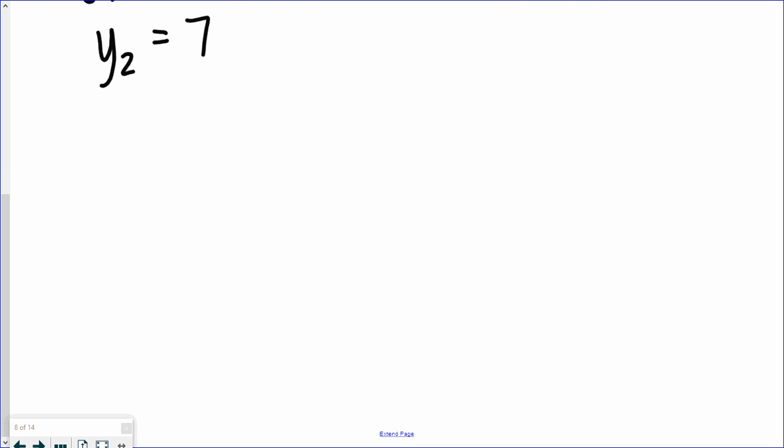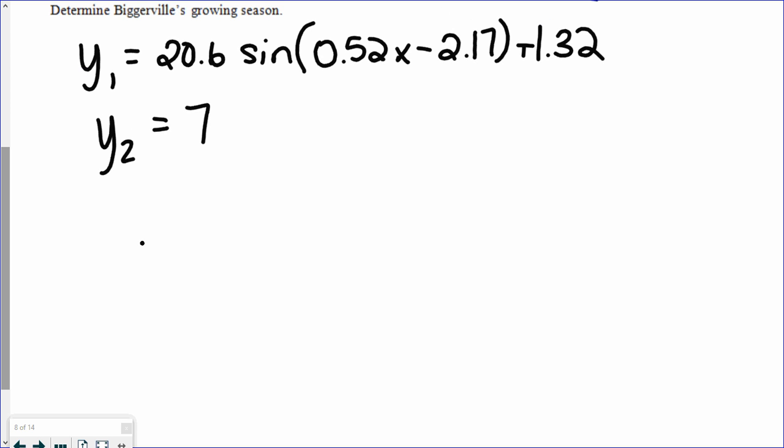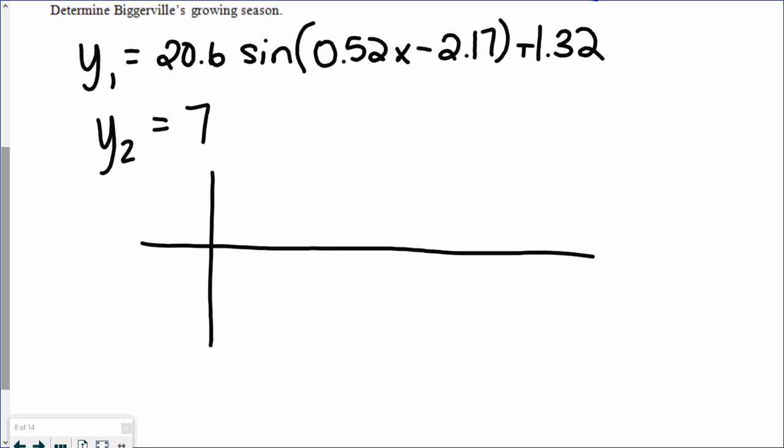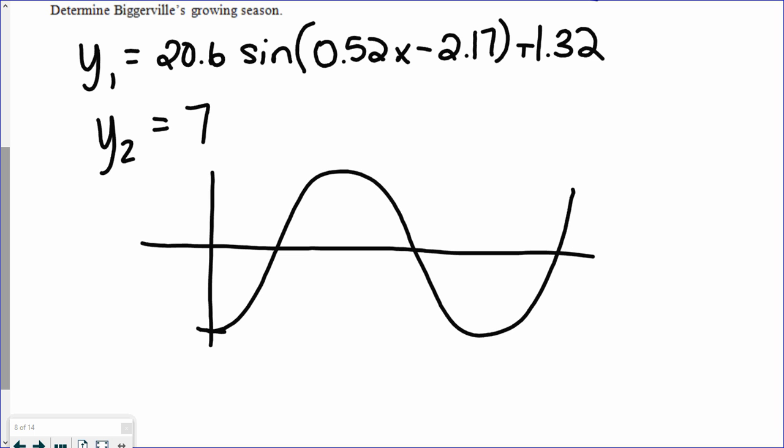I'll draw kind of a graph to represent that. Your graph will look a little bit better than this. So January, it starts real cold, but it goes like this. If this is January, this will be January of the next year, so this will be at 13, I guess.